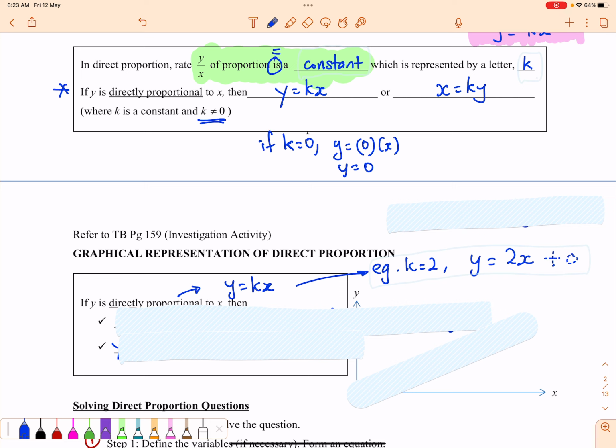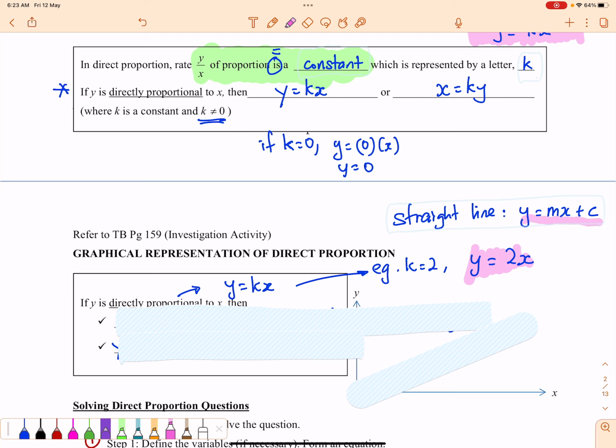Now then my question is, how do we actually draw y equals kx? How do we draw this highlighted graph? Do you recall an equation that looks like that? y equals mx plus c.